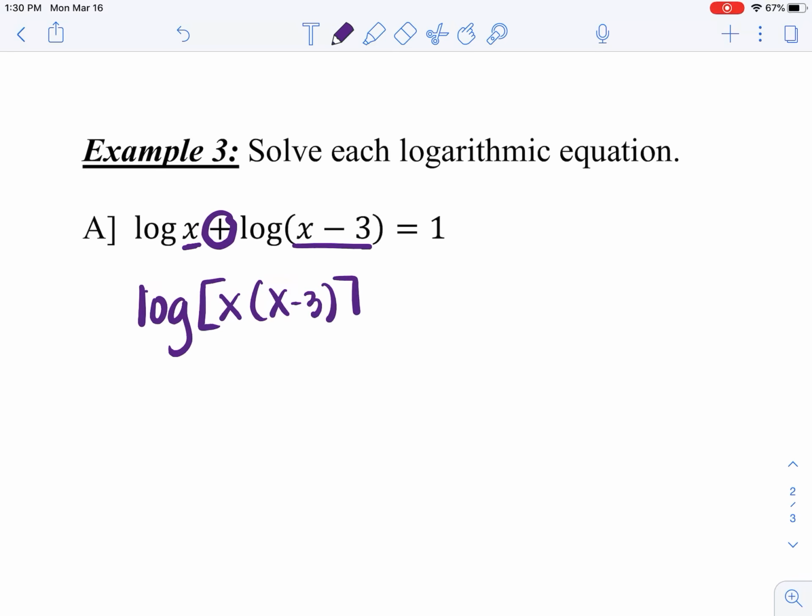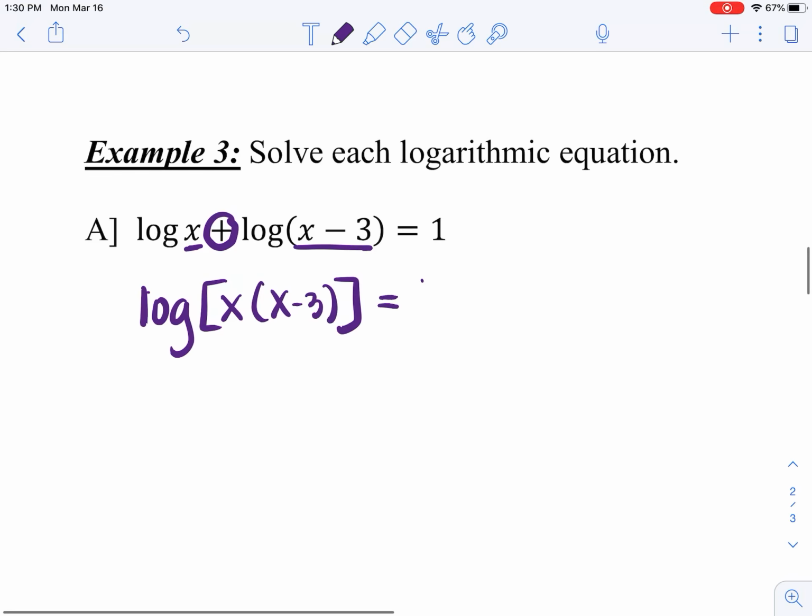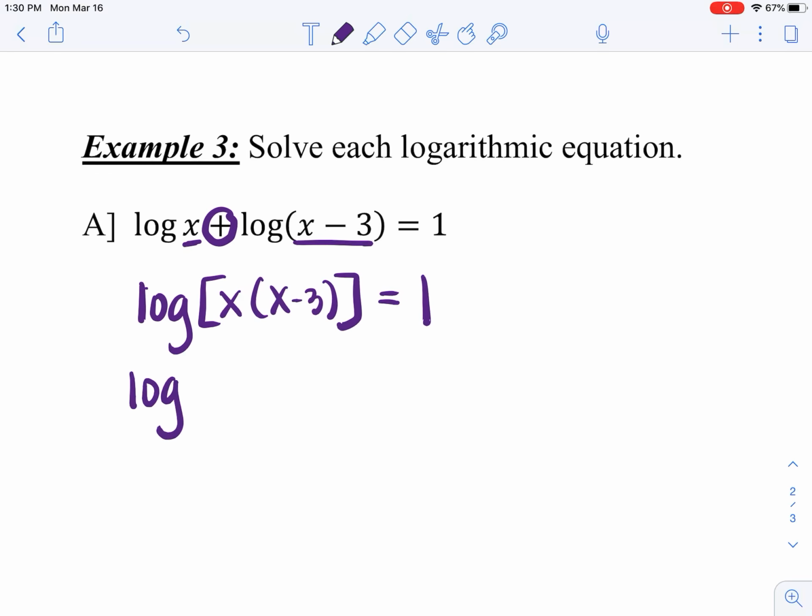I have x times x minus 3. I'm just using brackets so that it's not super parenthesis heavy. You can also immediately distribute if you want. If you want to say x squared minus 3x right away, that's fine. So now I have common log of, and I'll write that down. I'll distribute. X squared minus 3x equals 1.